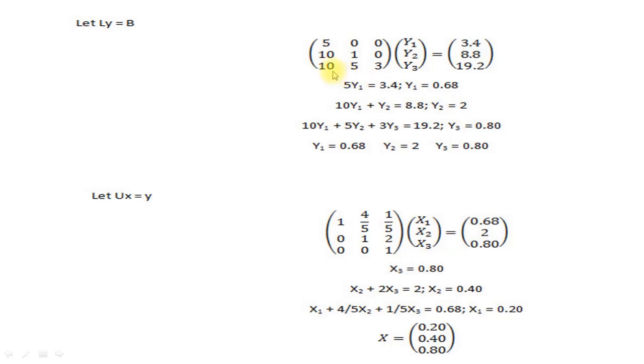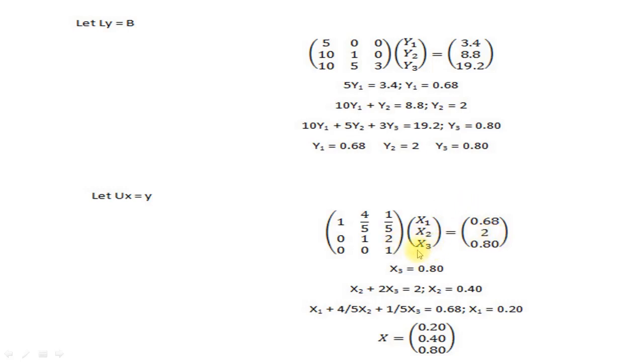And the third equation, 10y1 plus 5y2 plus 3y3 is equal to 19.2. Putting the value of y1 and the value of y2, and after simplification we obtain y3 is equal to 0.80. So these are the values of y1, y2 and y3. Now using this Y matrix and the upper triangular matrix, we obtain the unknown matrix X for the system. This is the upper triangular matrix, this is matrix X, and this is matrix Y. This is the y1 value, y2 and y3.